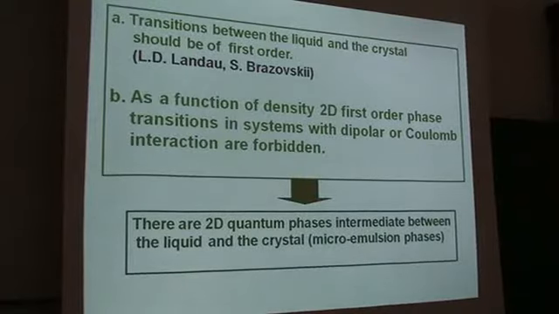As far as I know, 2D melting is not a direct transition between crystal and liquid. If there is an intermediate phase, it's different. I'm speaking about direct transition. So quantum melting is not a direct transition between crystal and liquid.